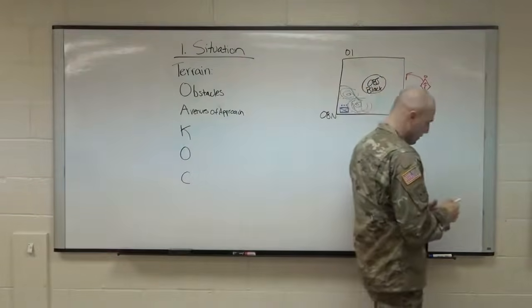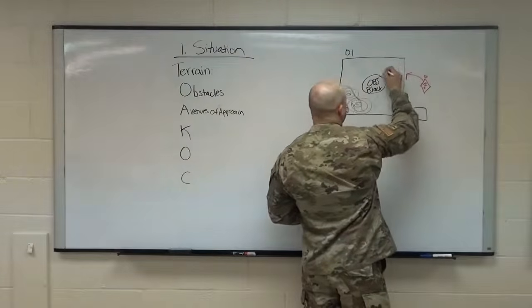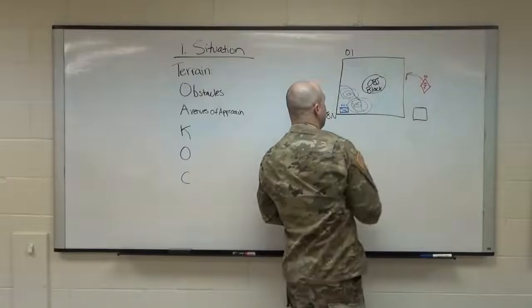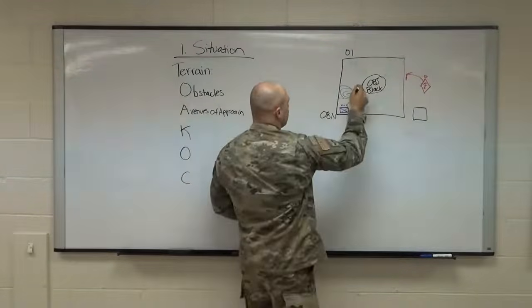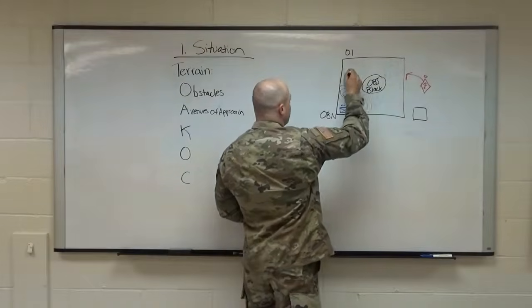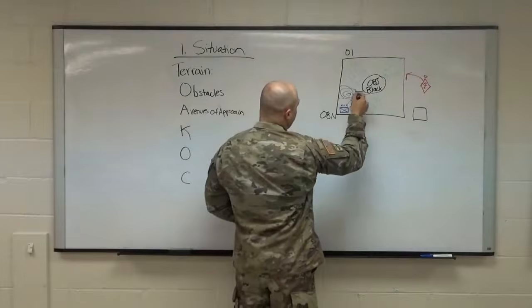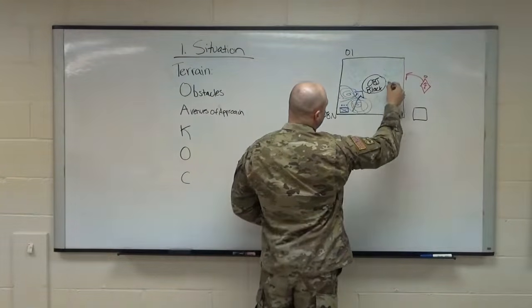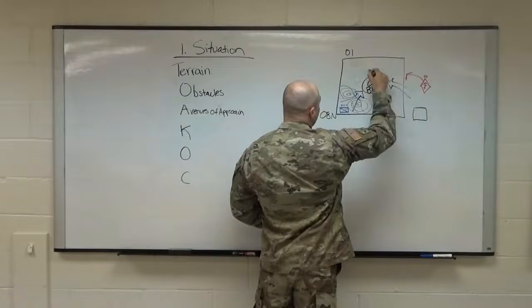And then same up here. What we're going to see is there are some natural avenues of approach that people are going to move into this objective through. So, for instance, you may have an avenue of approach kind of from our direction. We might have one over here. We might have another one right here.